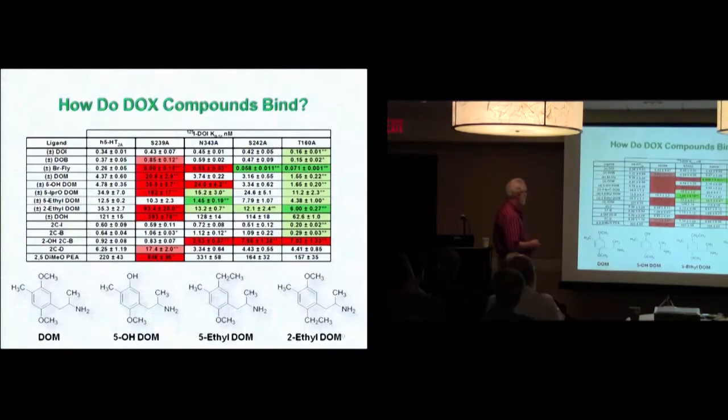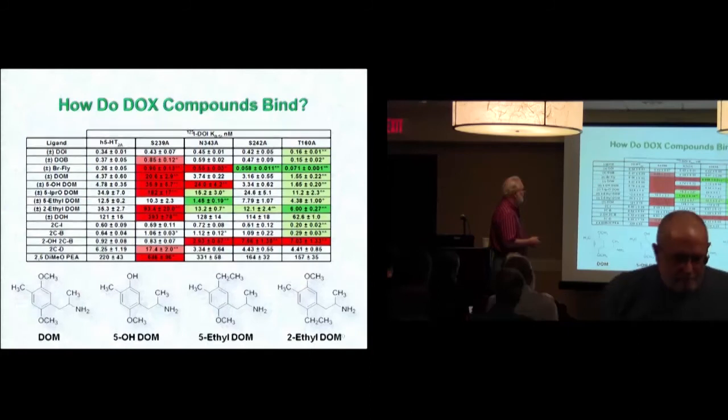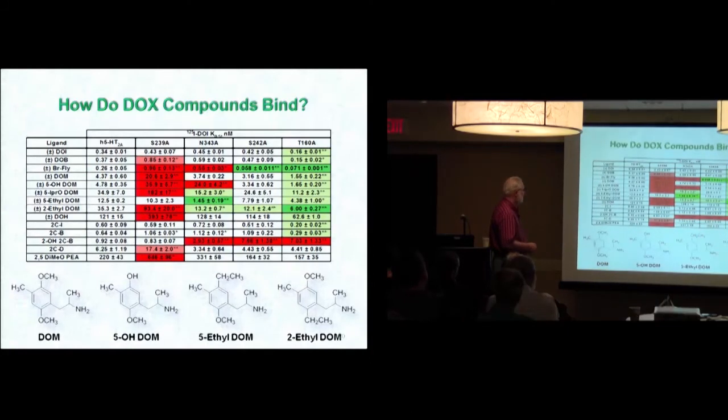So here's another bit of data. We made a lot of ligands, like, for example, 5-ethyl-DOM and 2-ethyl-DOM, 5-hydroxy-DOM. We took methyls off and put them back on to see what would happen with the mutagenesis studies. So basically what you see is anything that has a hydroxy in the 5 position, we mutate it to an alanine, and we lose affinity.